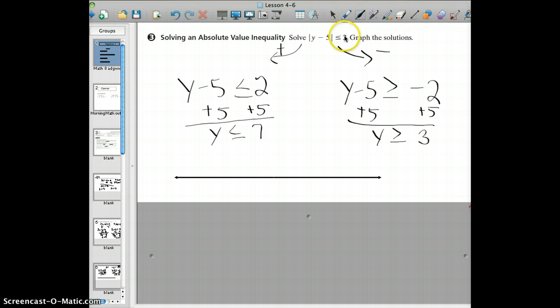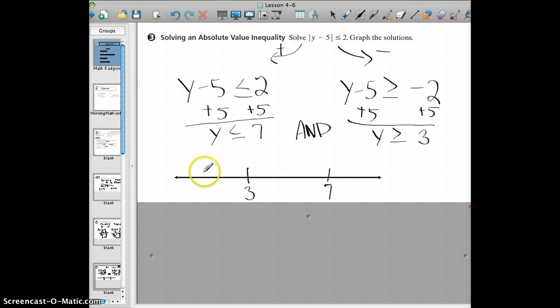Now, let's go back to our original problem here. We have the absolute value is less than. What will these two inequalities be joined by? Less than and. Hopefully you said and there. Great job. These two inequalities are going to be joined by and. Just like we talked about yesterday, when you have two inequalities that are joined by an and, you're looking for the overlap. So here we have 3, and here we have 7.